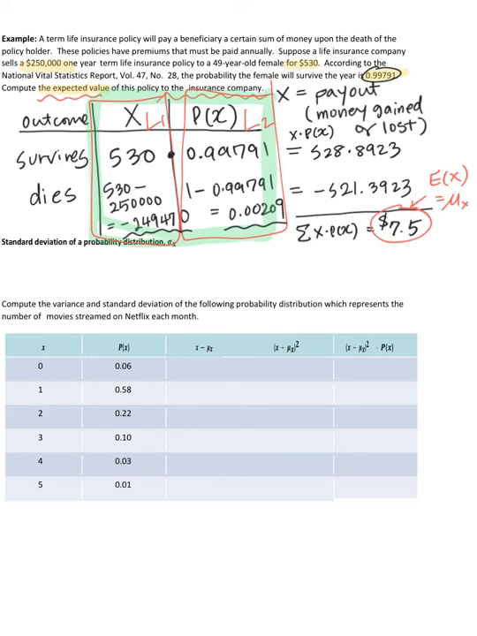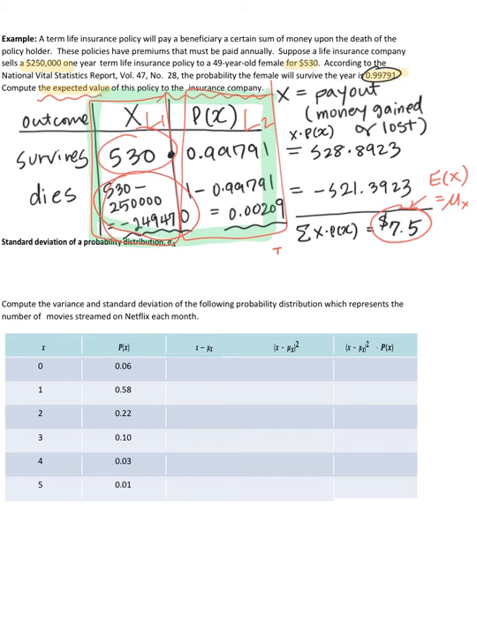So the insurance company will collect $530 999 times. And then maybe they will have to do the payout of $249,470 once, right? So overall, for all those 1,000 women, on average, they're going to make $7.50 on each woman insured. And times that by 1,000, now we're looking at a nice profit, right? Okay, so let's write that out.